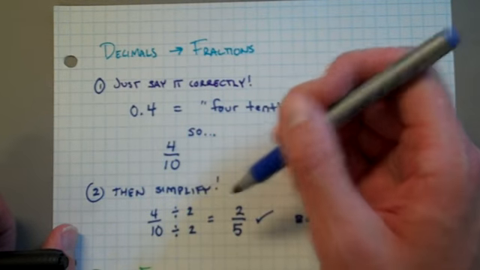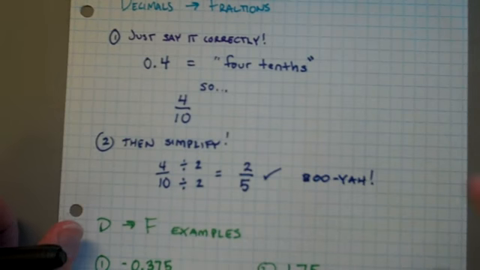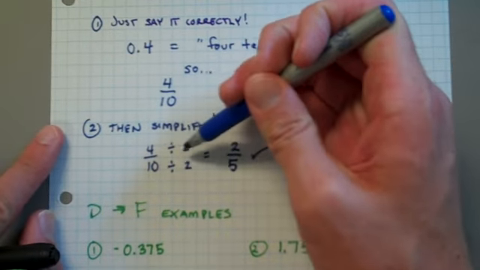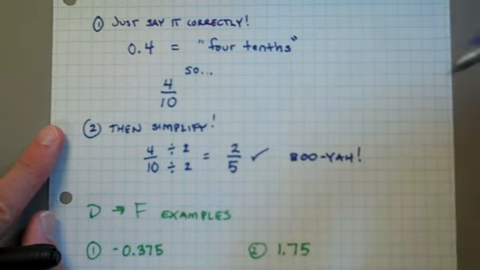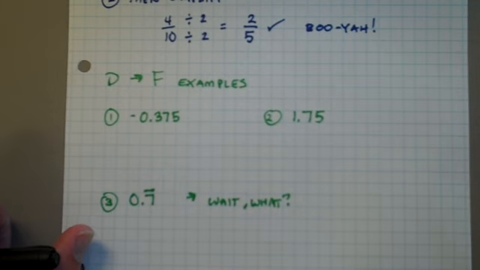4/10. 4 over 10. Well, then, we're supposed to simplify. Anytime we have fractions, we gotta simplify. So, we have 4 over 10 to simplify. Divide the top and bottom by the GCF, which is 2. So 2/5. Booyah. Let's do some more examples. Let's say these correctly and then simplify.